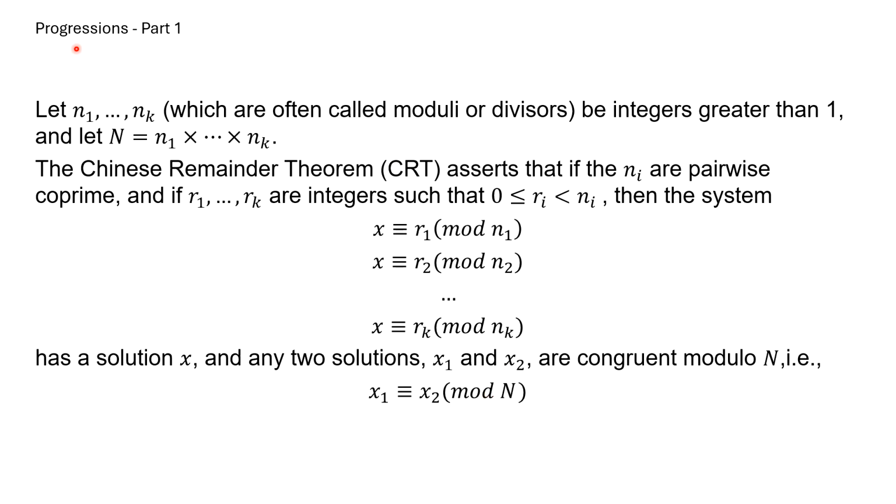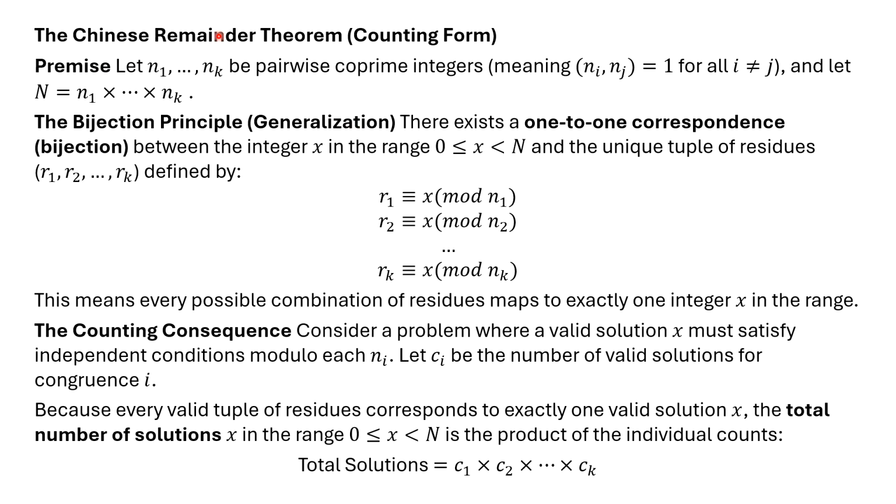This is something I did not cover in this lesson here, so this is something new, even if you've been following all these lessons. Okay, so here's the variation of the Chinese remainder theorem. I call it the counting form, but I'm not sure if that's official or not, but you'll see why I'm calling it that. So we have the similar premise. We have n sub 1 up to n sub k. They're pairwise coprime, and we let n be the product of these. Then the variant on the Chinese remainder theorem says there exists a one-to-one correspondence between the integer x in the range 0 up to n, not including n, and the unique tuple of residues defined by this.